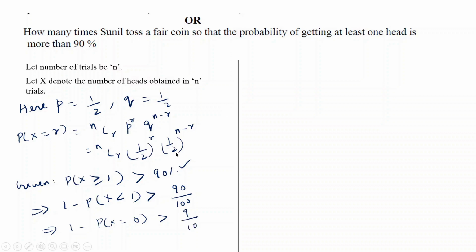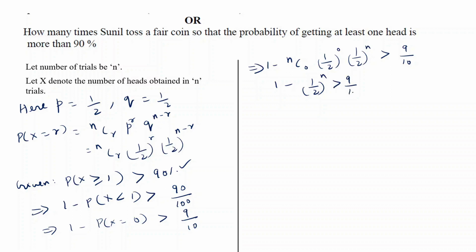Now here we have the distribution: probability of x equal to r is given by nCr half raised to r into half raised to n minus r. We need probability of x equal to 0, so let us put r as 0 here. This implies 1 minus nC0 half raised to 0 into half raised to n minus 0, which is n. This is greater than 9 by 10. Here nC0 is 1 and half raised to 0 is 1. So 1 minus half raised to n is greater than 9 by 10.